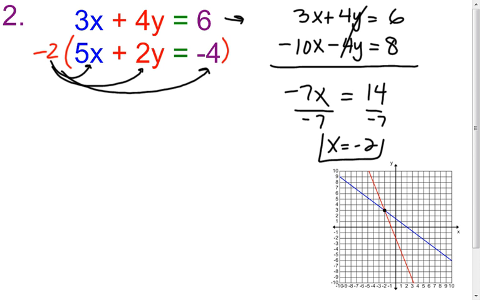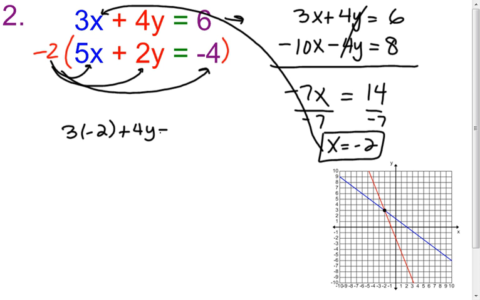So I'm partway there. I've got it solved for x, but I need to solve for y, and I can do that by substituting that x value into either equation. It makes absolutely no difference. I will take it and plug it into the top one. So I will have 3 times negative 2 plus 4y equals 6. So I have negative 6 plus 4y equals 6. Add 6.